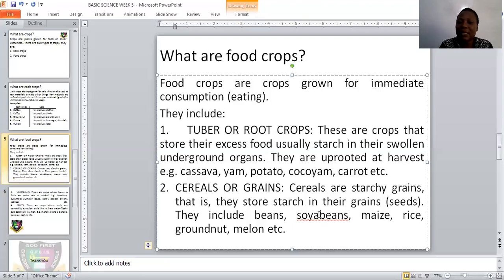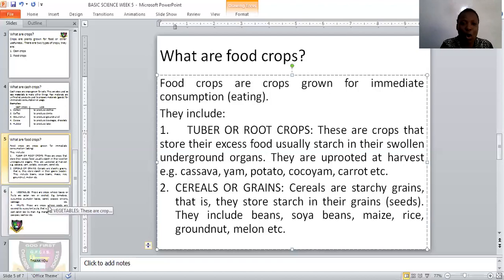Examples are beans, soya beans, maize, rice, groundnut, melon. These ones we can see as grains, as seed. They are known as cereals or grains.